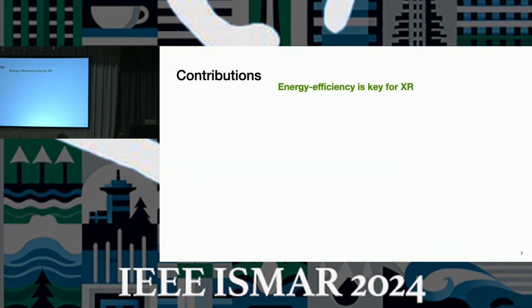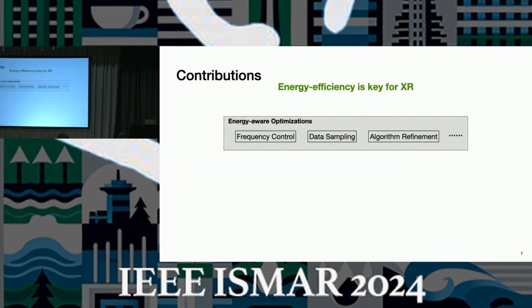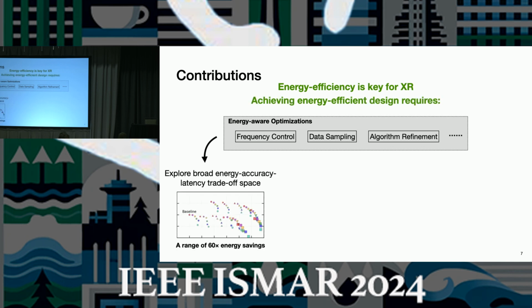While energy efficiency is key for mobile XR devices, and there are a handful of energy-aware optimizations, we studied three of them and show that pursuing energy efficiency calls for actions at three levels. We first need to explore a broad trade-off space exposed by the optimizations, with up to 60x energy reduction, a 4x slowdown to 2x speedup in latency, and zero to minor accuracy loss.